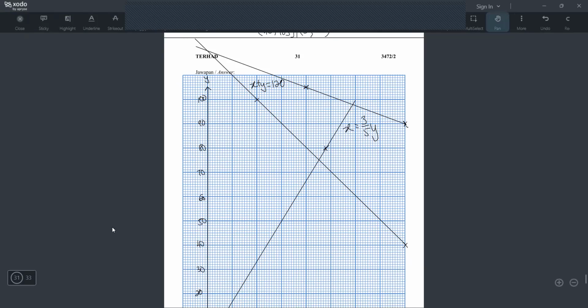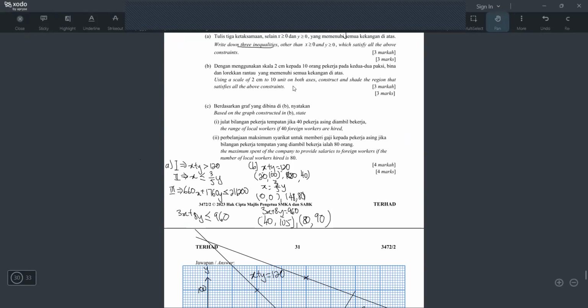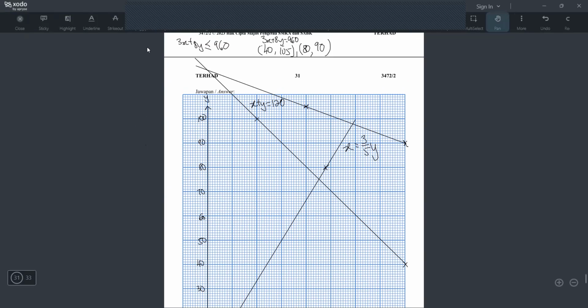Actually, I think there's something wrong with the scale. Because 2 cm, maybe they want 1 cm to 10. If 1 cm to 10, then it will be enough space already. But it's okay, nothing much I can do. So now I will write the equation 3x plus 8y equals 960. And this will be my equation, right?